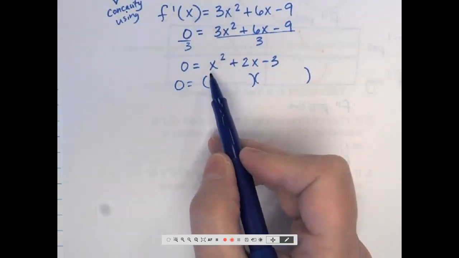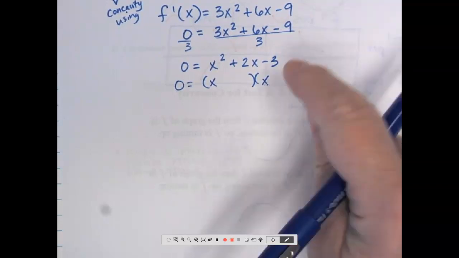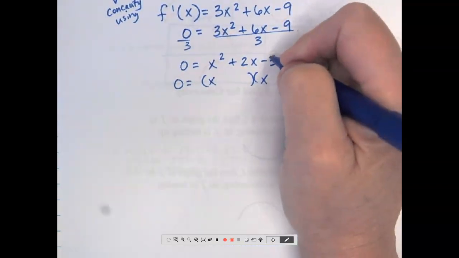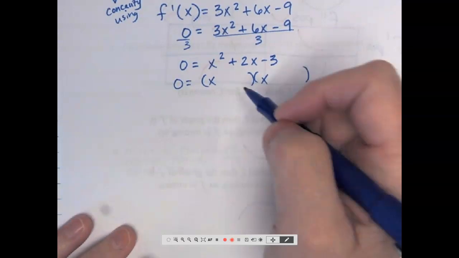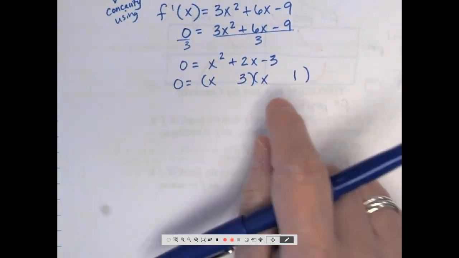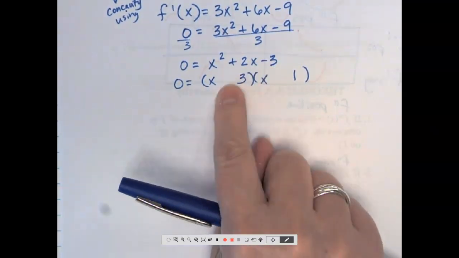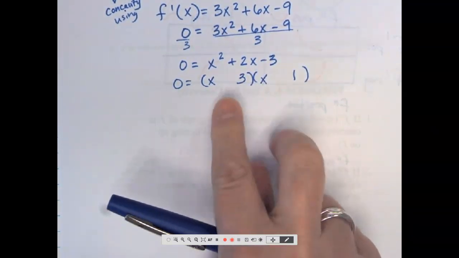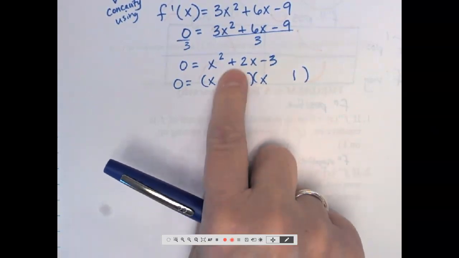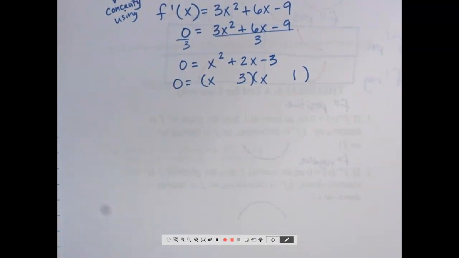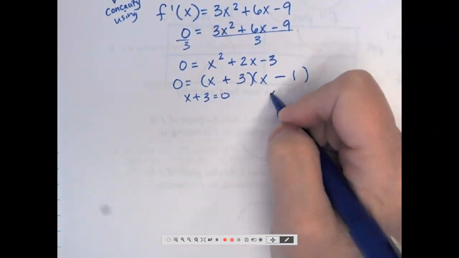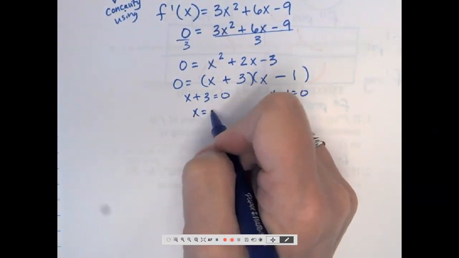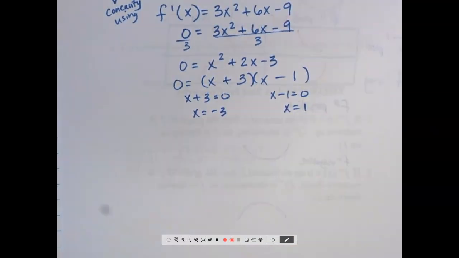What two things would I multiply to get x squared? x times x. What two things would I multiply to get 3? Let's not worry about the negatives yet. Just the 3. It'd be 3 times 1, right? So 3 and 1. Now let's worry about the positives and negatives. If this is a negative 3, then one of these has to be plus and one has to be minus. Where do those plus and minus need to be placed so that when I FOIL it, I get a positive 2x? Plus 3, minus 1. Now I can set each of those factors equal to 0, and I will get x equals negative 3 and x equals 1.